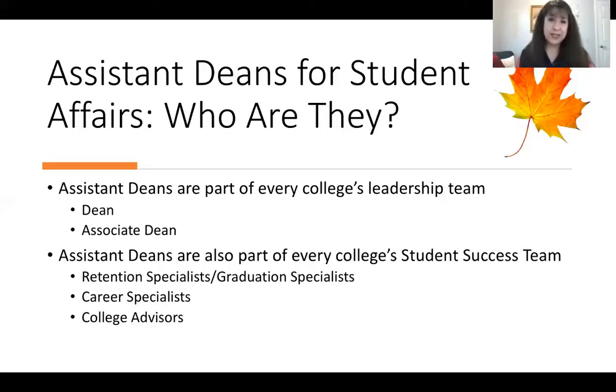Career specialists help with career exploration and career preparedness. And then of course, the college or major advisors are also part of each college's student success team. Many of them are housed within the student success centers that are in each college. They vary from college to college, but they are part of the center and part of a team. So that's who Assistant Deans for Student Affairs are, and I'm going to toss it over to Rob, and he's going to share with you what Assistant Deans do.